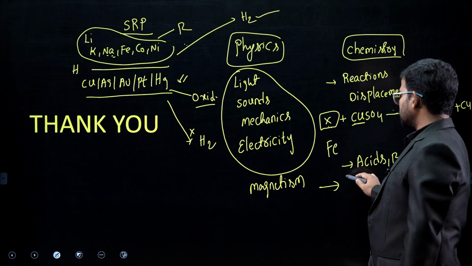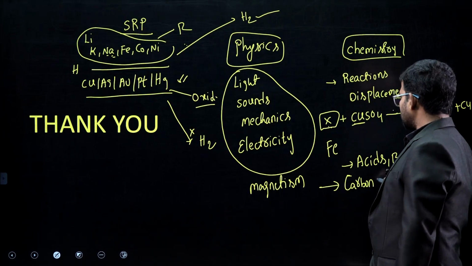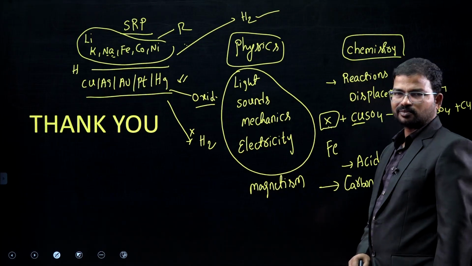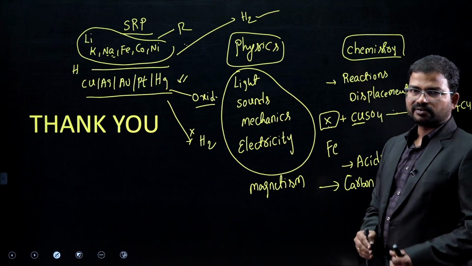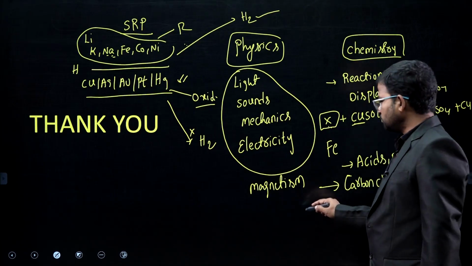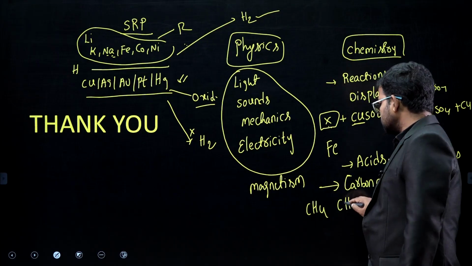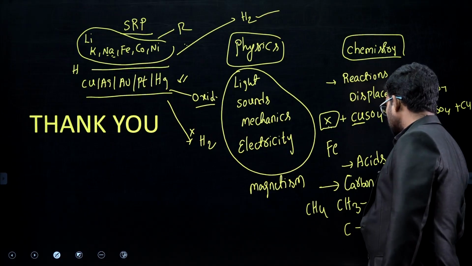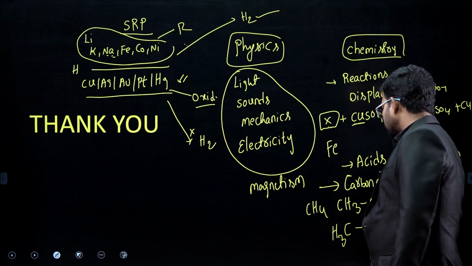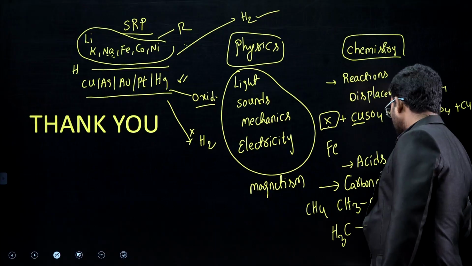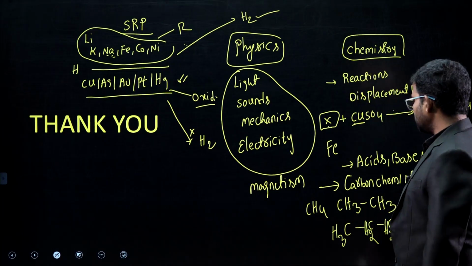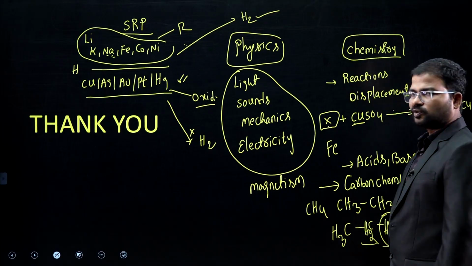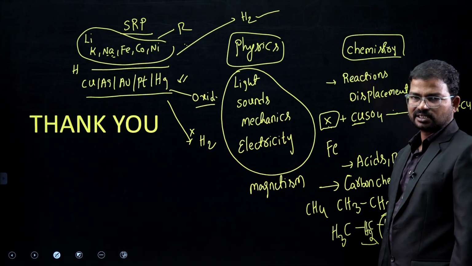Next, organic, nothing but carbon chemistry. In carbon chemistry, we have methane, ethane, propane, butane, this type of things. What is the difference between methane and ethane? Methane formula CH4, ethane formula C2H6. What about butane? It has 4 carbons. How many carbon atoms differ here? If the difference is only CH2, that is called a homologous series.